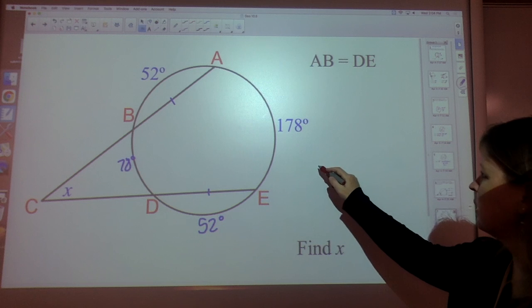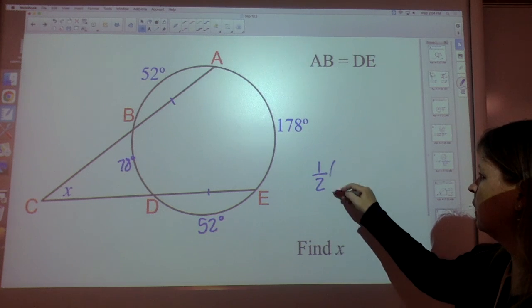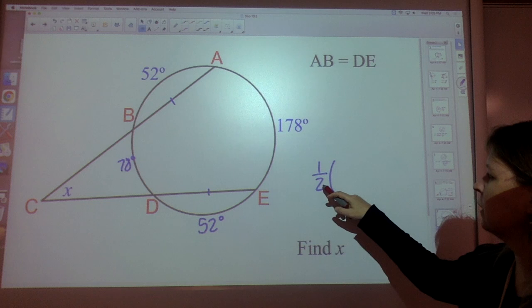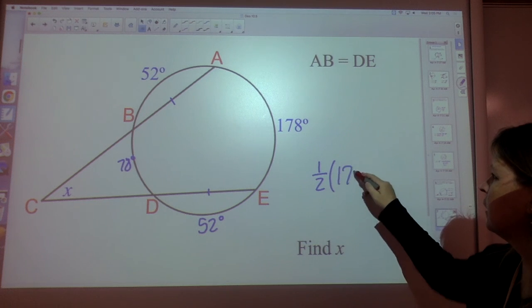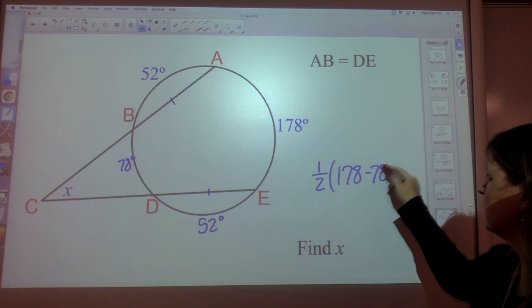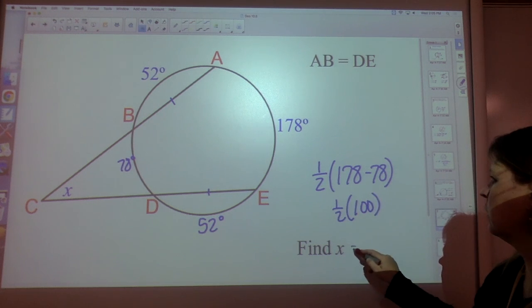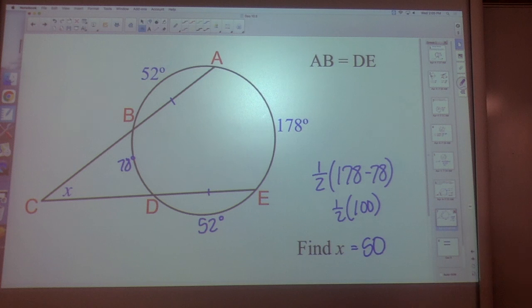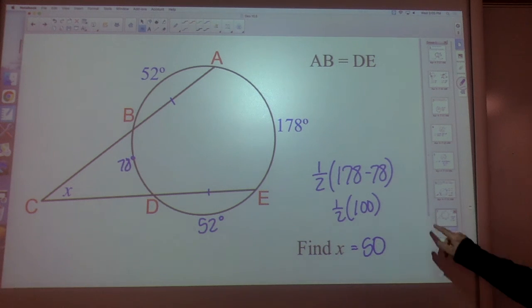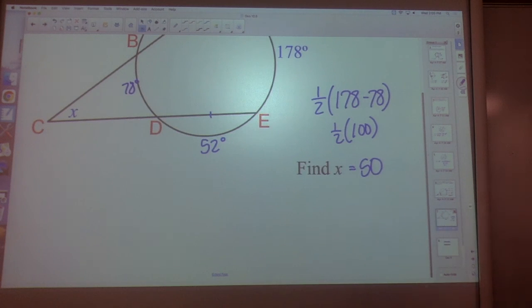How do you find x? The measure of an angle, if it's outside, is half the difference of the two arcs. Half of 100 is 50. And notice I just put x equals 50. It didn't say find the measure of angle C and put 50 degrees. It just said find x. It's just a variable. 50. That's it. Good luck practicing some of those in your assignment.